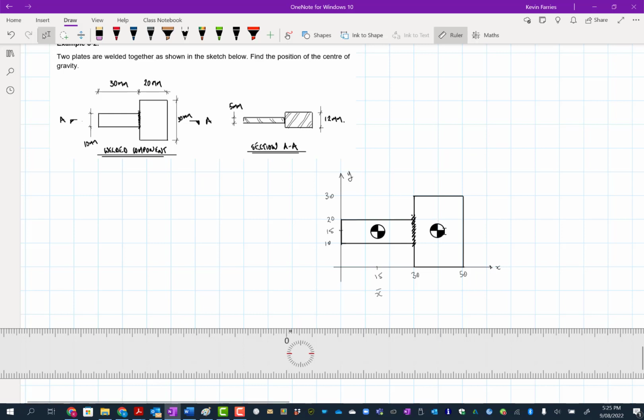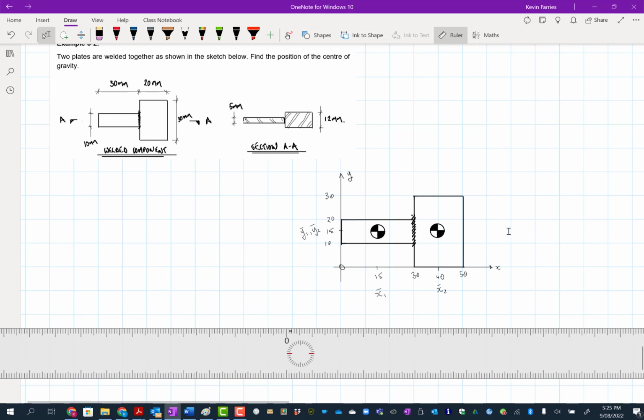And then the centroid of the next shape is going to be halfway between 30 and 50, and so that's going to be 40. And it's at the same point the other way, 15 this way. So we could call that x bar 1, x bar 2. And this is y bar, where the bar just means it's the position of the centroid. Y bar 1 and y bar 2 are both going to be 15 millimeters from the origin. So we'll just name it origin like so.